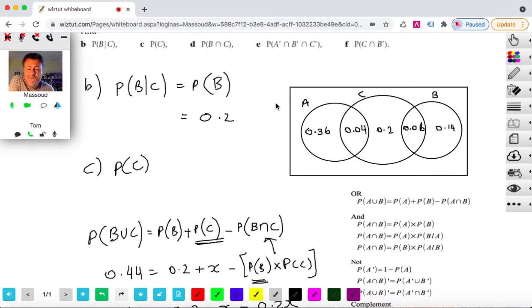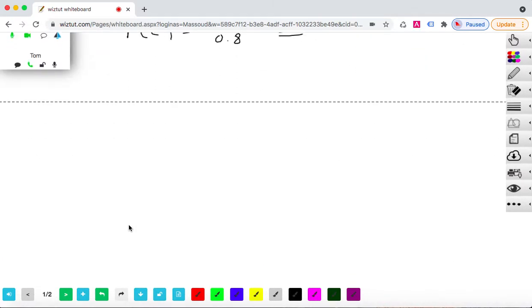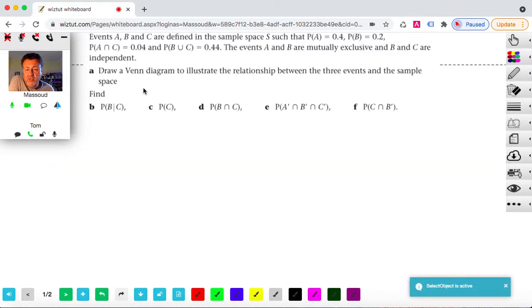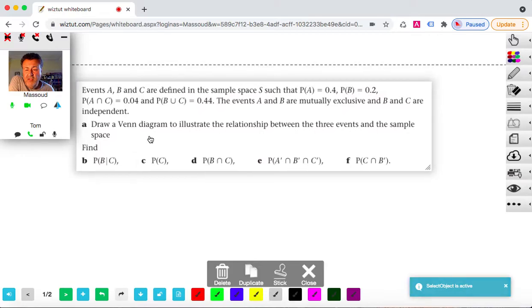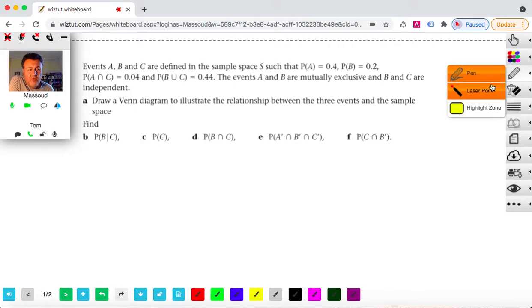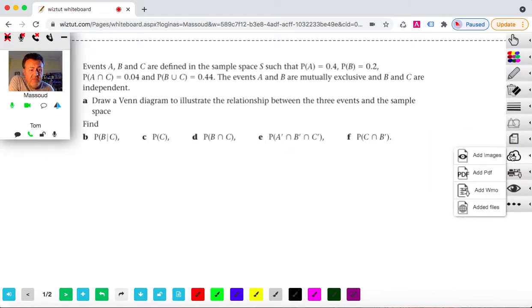Okay. Now, I'll bring the question in again, since we already have some information. So we already know what B and C is. B and C was 0.2 times 0.3, which was 0.06. Now this one is the complement rule.